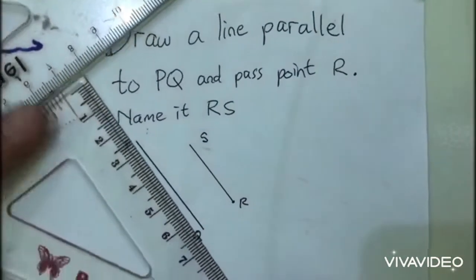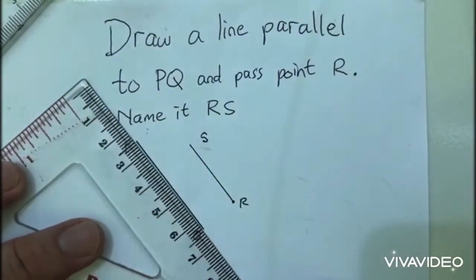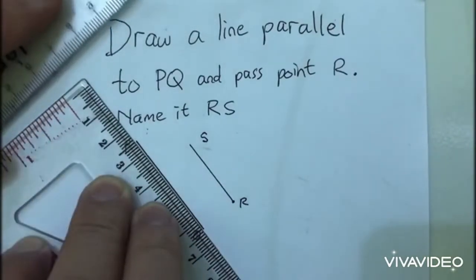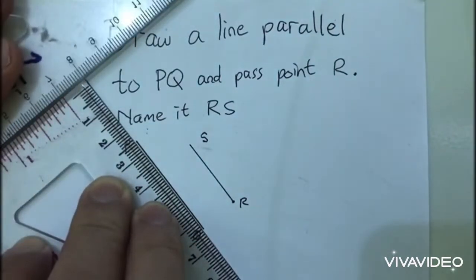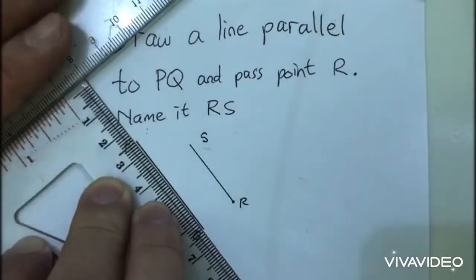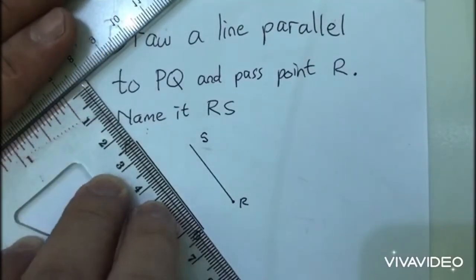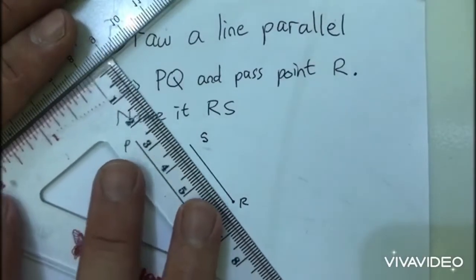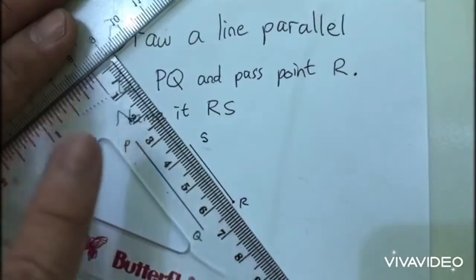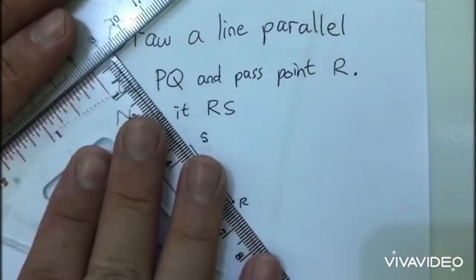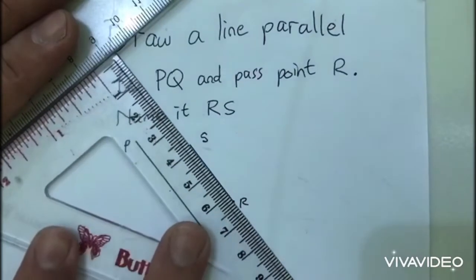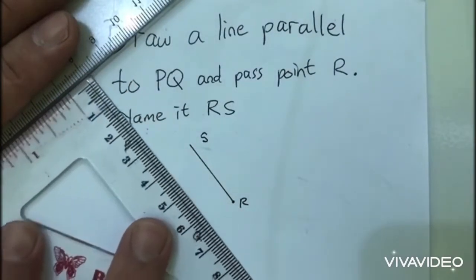So the secret is like this: when you put it on PQ, it coincides with PQ. You press it strongly, and then you put another ruler or set square here. You press this set square or ruler strongly, and this one moves freely. So the secret is you have to give your strength here, or sometimes on that hand. So take turns. Can you see that?